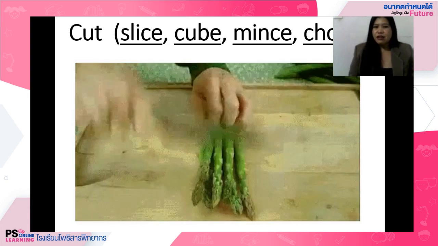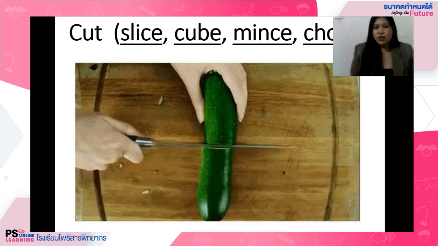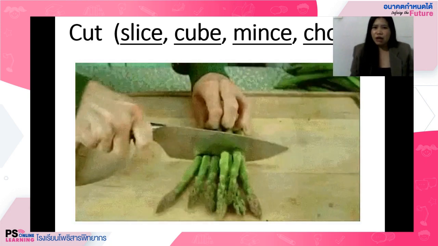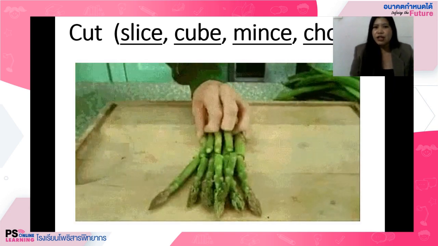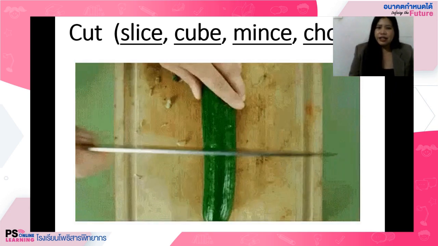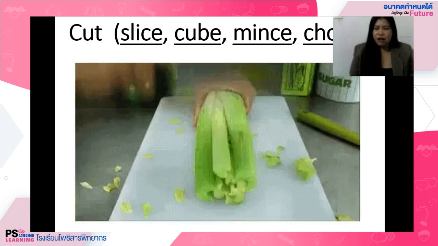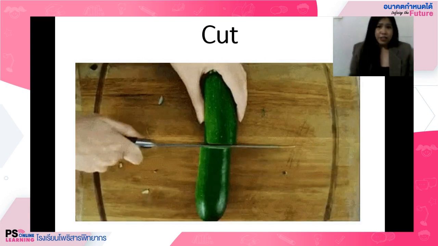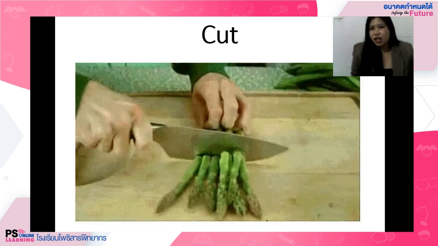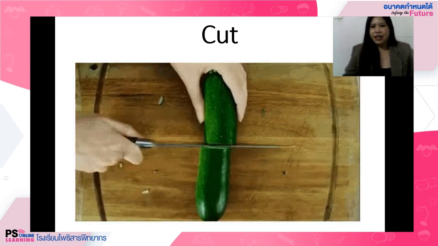Just the basic. Because when you go to M3 or M4 or M5, you will learn the other ways or the other verbs for cutting like this. For now, just the basic. We are going to use cut. Just cut. All right.